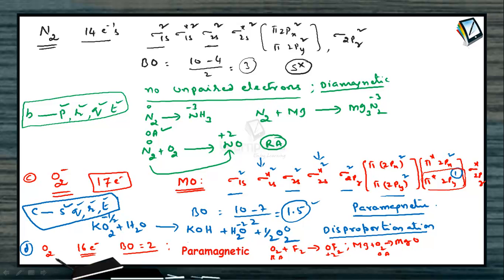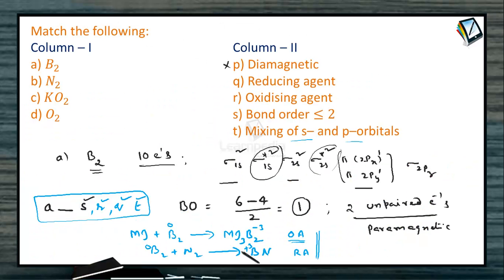So here when this electron is lost, these two electrons will be distributed as 1 electron each because they are degenerate orbitals. So thus oxygen will be paramagnetic. So when we see the options, it is given diamagnetic, so P is ruled out, but it acts as reducing agent. Q is right, acts as an oxidizing agent. R is right, bond order is only 2, less than equal to 2 being there. S is also right and is formed by mixing S and P orbitals.